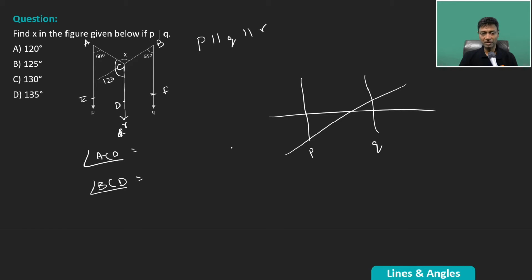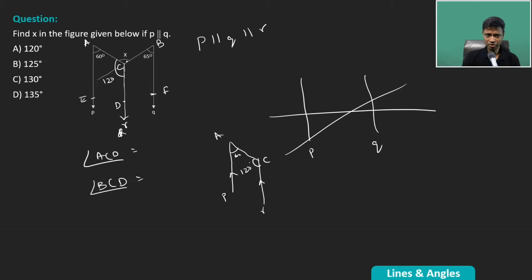How so? We have line P parallel to line R. This is P, this is R. AC is a transversal. These two are parallel lines. AC is a transversal. If this is 60, it should be 120 because they are co-interior angles. They should be supplementary.